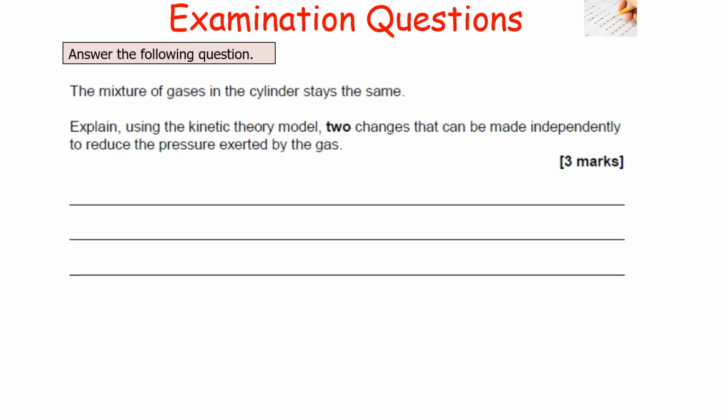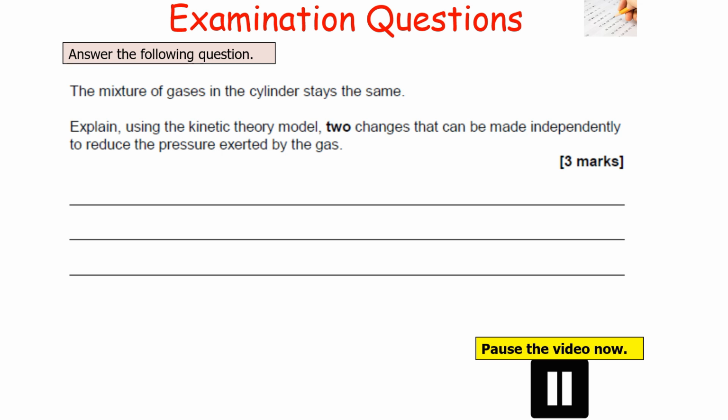Next question. The mixture of gases in the cylinder stays the same. Explain, using the kinetic theory model, two changes that can be made independently to reduce the pressure exerted by the gas. So pause the video now, then unpause the video when you want to go through your answer.